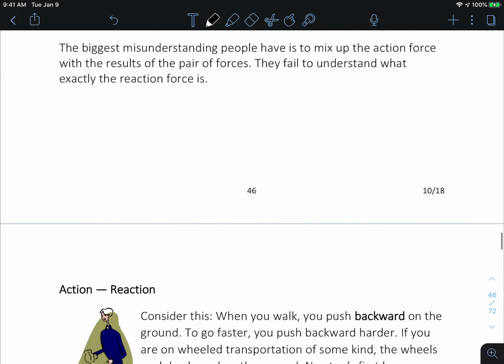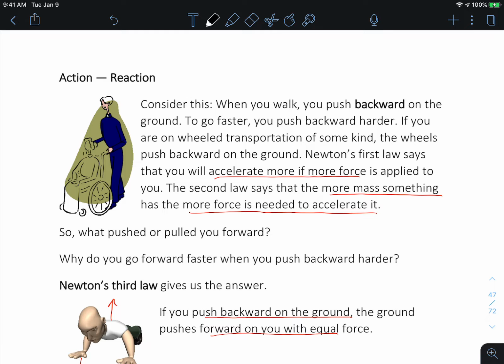Okay. So let's consider this. When you walk, you push backwards on the ground, right? When I'm walking around, what I'm actually doing is lowering my foot to touch the ground, and then it kicks backwards, pushing backwards on the ground. And so to go faster, I'm applying force backwards to go forward faster. If you're on a wheeled transport of some sort, the wheels push backwards on the ground. And so Newton's first law says that you will accelerate more if more force is applied. Where do you go?